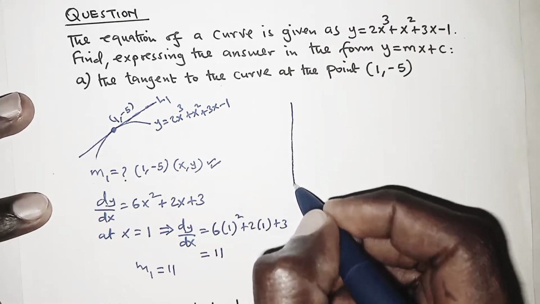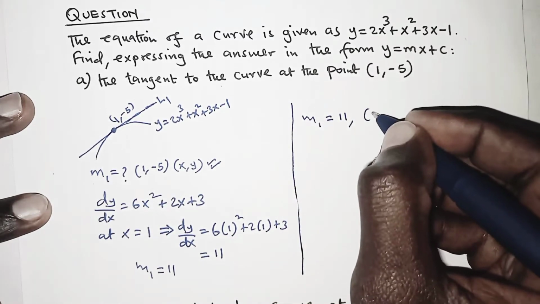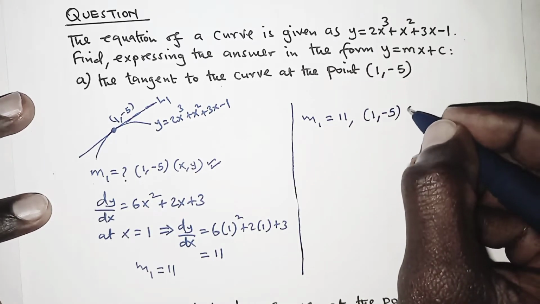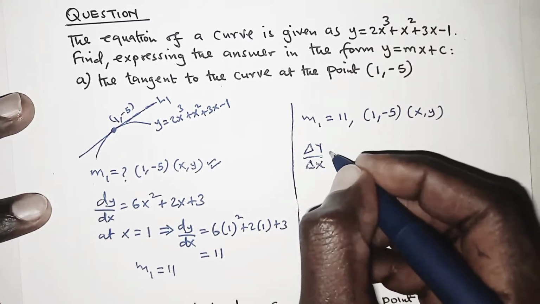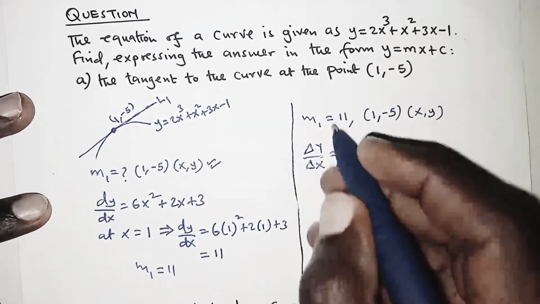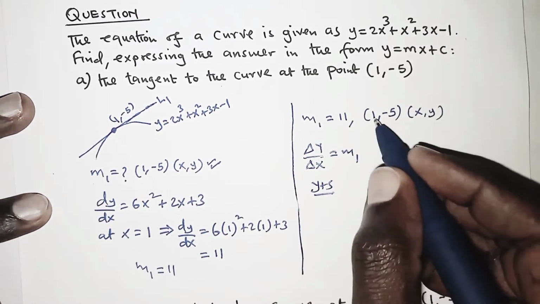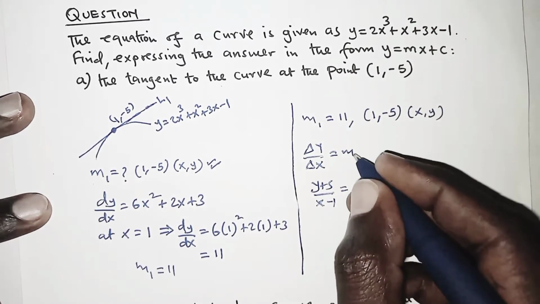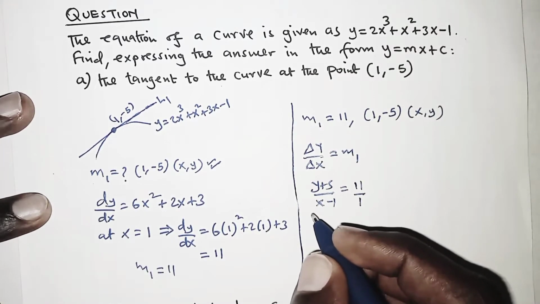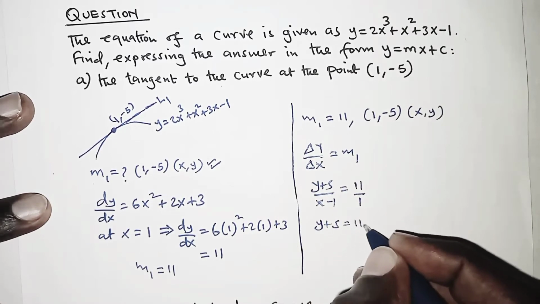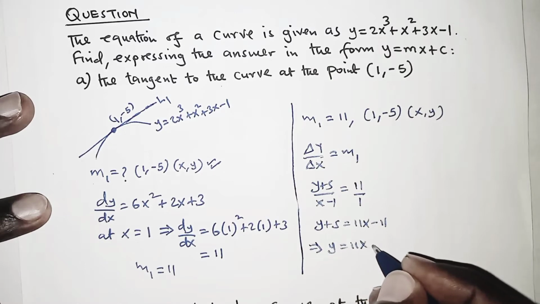Now we have all the requirements necessary for getting the equation of a straight line. Given that m1 is 11, and we have a point on the line (1, −5), and a general point (x, y), we can now get the equation of the line. Change in y over change in x is equal to the gradient, which is m1. So here change in y is y − (−5), that is y + 5, all over x − 1, and that should be equivalent to the gradient, 11. For the sake of cross multiplication, we'll have that over 1. That should give us y + 5 = 11x − 11, which simplifies to y = 11x − 16.